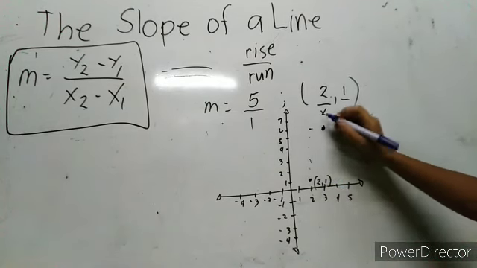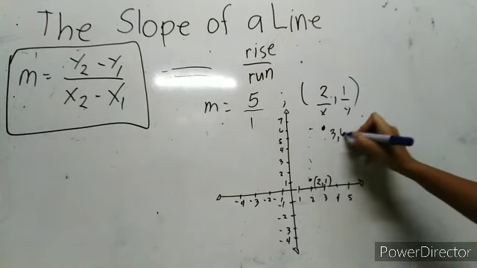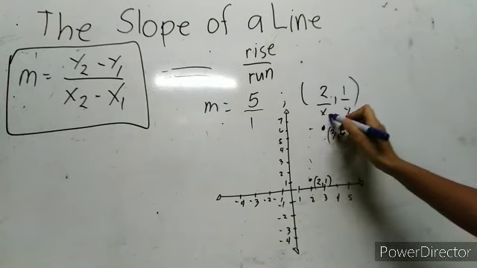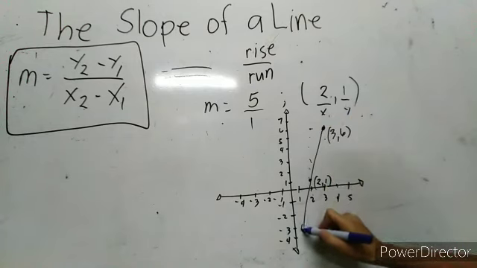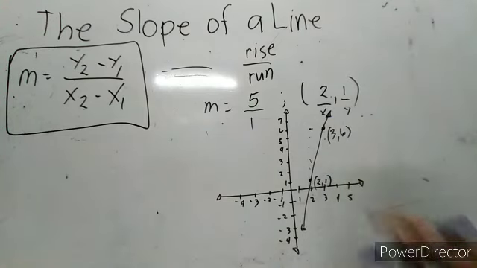So this is now our point. We have x equal to 3 and y equal to 6. Okay, then we connect the points. That's all there is to it. So this is now our line. Okay? That's all.